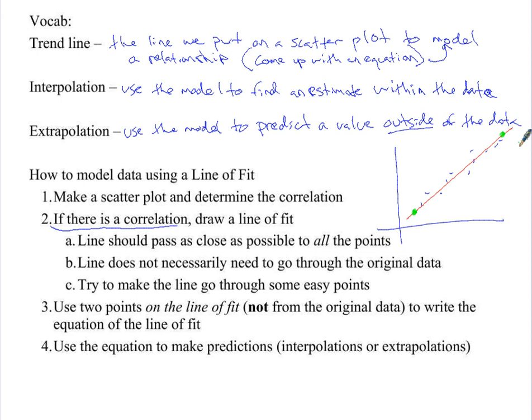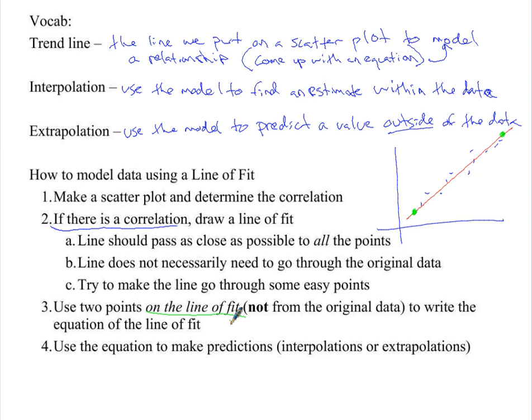Okay, number 3, use 2 points on the line of fit, not from the original data necessarily. If your line happens to go through a couple of original data dots, then great, use those original data dots. But it does not have to. If it doesn't go through any of your data, then you want to find 2 points that are on that line, and then you can completely ignore everything else. Then, once you have those 2 points, you can write your equation for the line of fit.